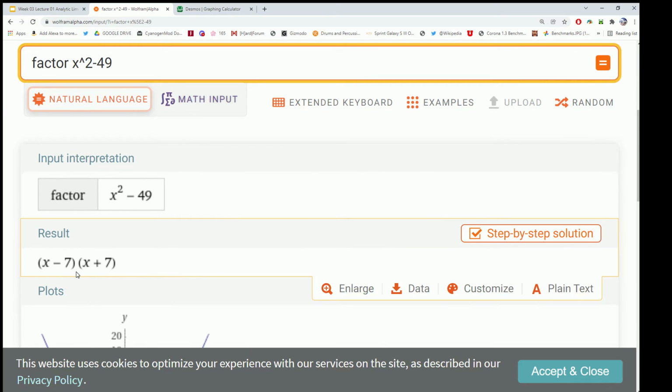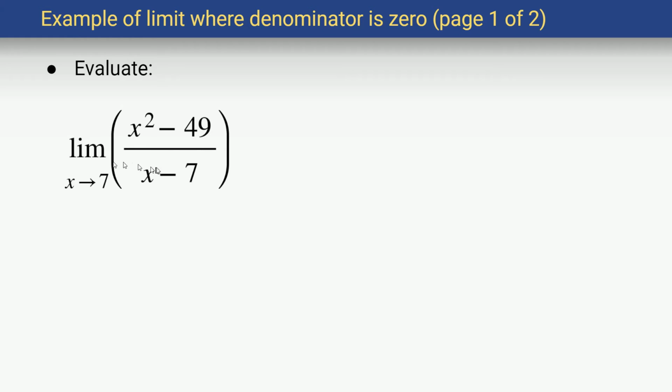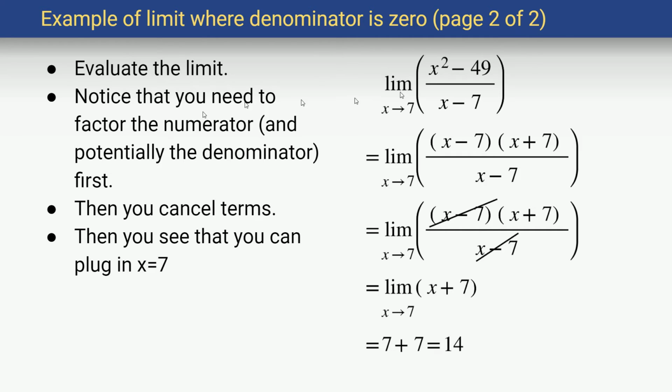And it will tell you how to factor that yourself. Use that if you need help to factor. Back here, we factor that numerator into x minus 7, x plus 7. I guess I have the instructions here. So you factor that numerator, x squared minus 49 becomes x minus 7, x plus 7.